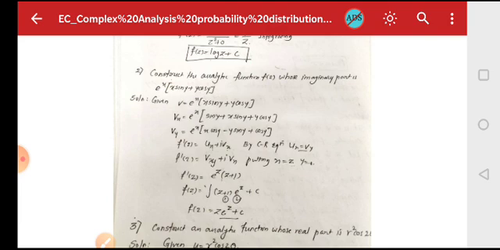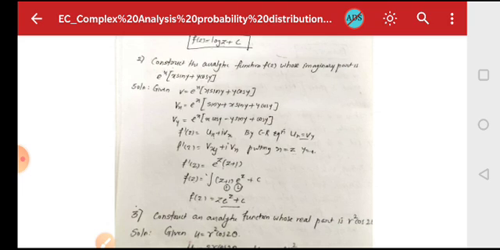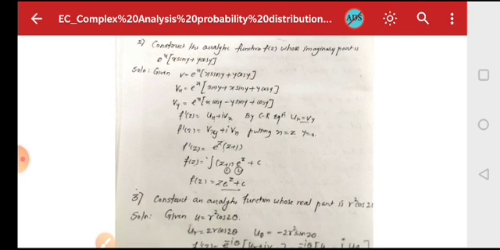Now f dash of z is ux plus i into vx. Then by the CR equation, ux is equal to vy. F dash of z is equal to vy plus i into vx. So putting x is equal to z and y is equal to 0, in that case, we will get f dash of z is equal to e raised to z into z plus 1. Now if you integrate this, f of z will be equal to integration of z plus 1 into e raised to z, plus c.